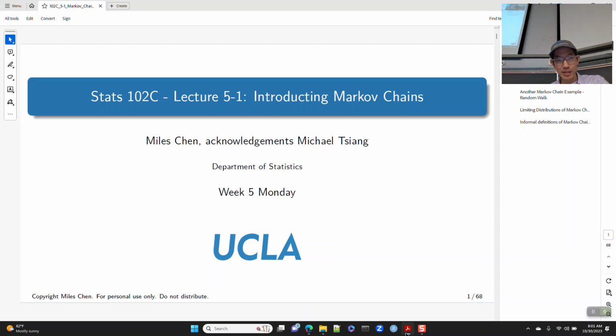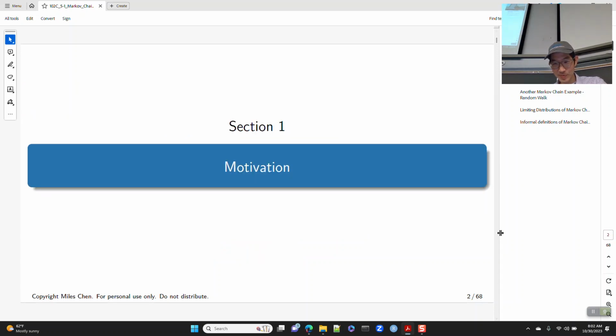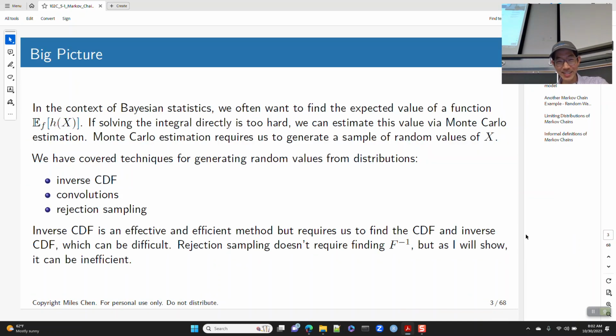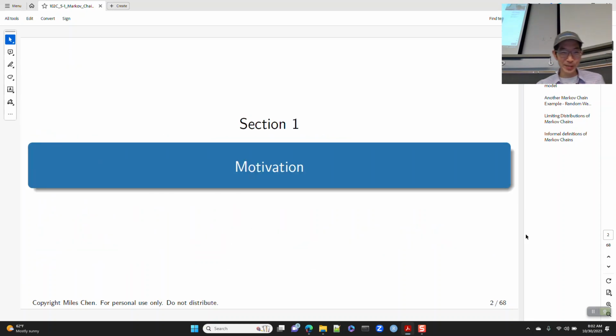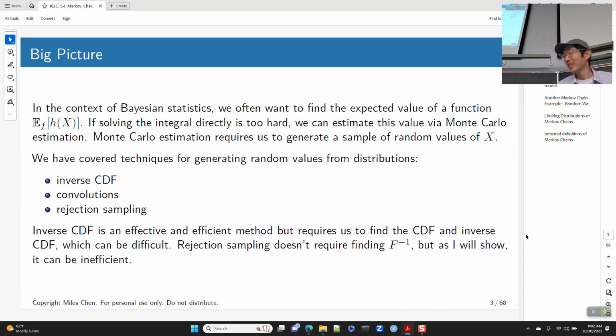All right, we're gonna introduce Markov chains today, so that's exciting. All right, I wrote motivation. I don't know if any of this is motivating, but let's see.